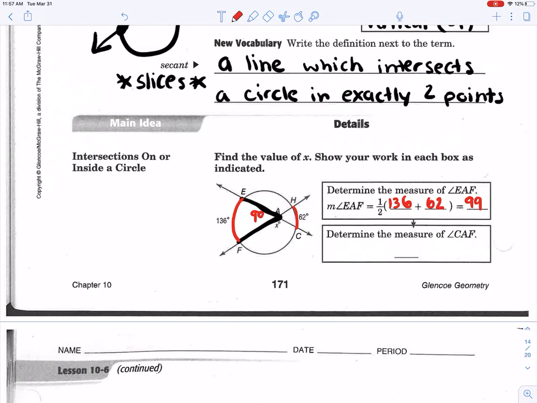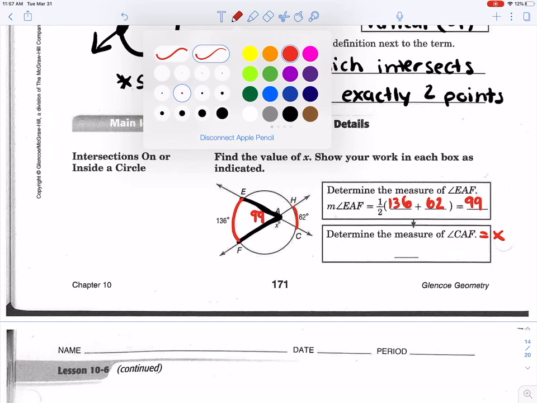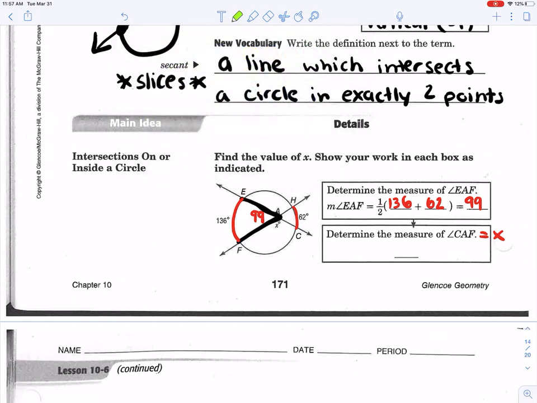If this portion is 99, then I can find the measure of CAF, which is the same as x, because these 2 angles are supplementary. They're on the same line. So I can say 180 minus 99 will give me my angle x of 81.